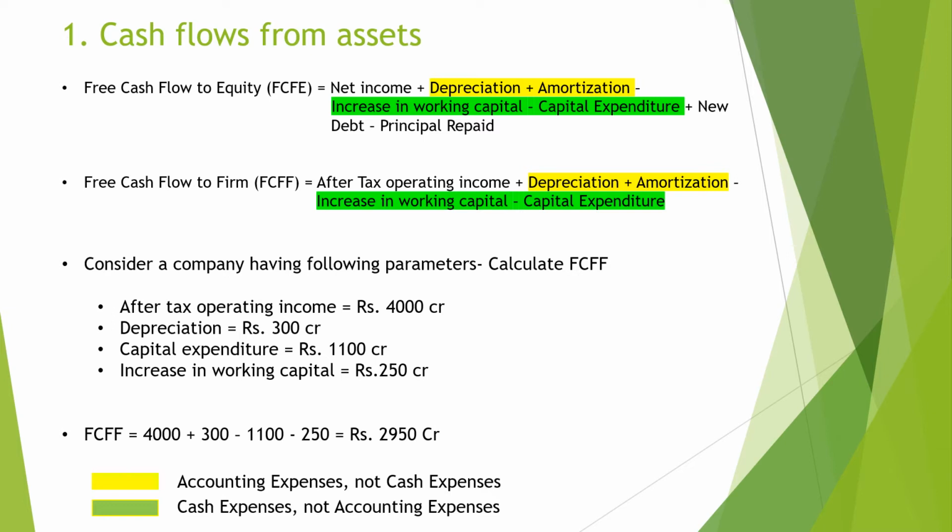So what we are basically doing is adding back all the accounting expenses that are not real expenses, which are the ones highlighted in yellow, that is depreciation and amortization. And we are subtracting the actual expenses which are not a part of accounting expenses. To sum it up, FCFE or free cash flow to equity is net income plus depreciation and amortization minus increase in working capital and capex.